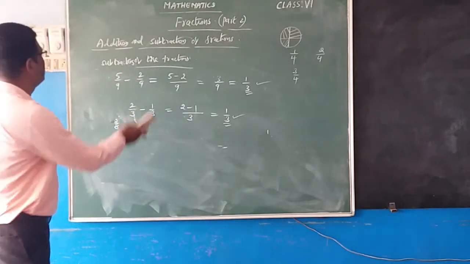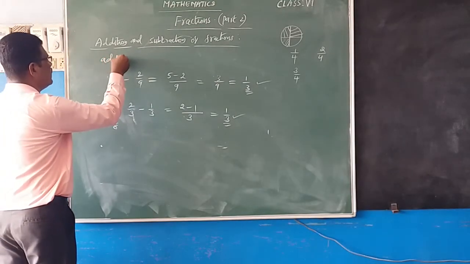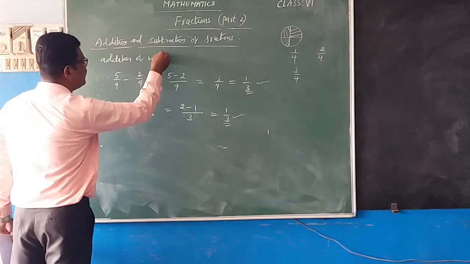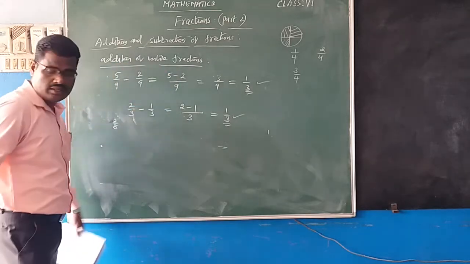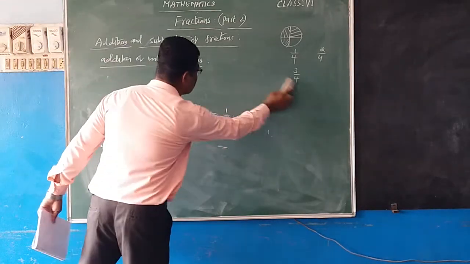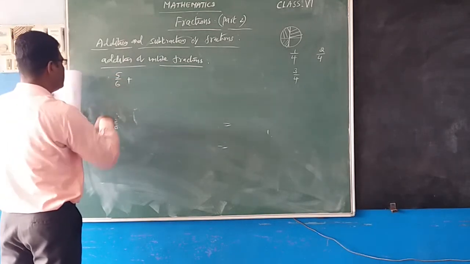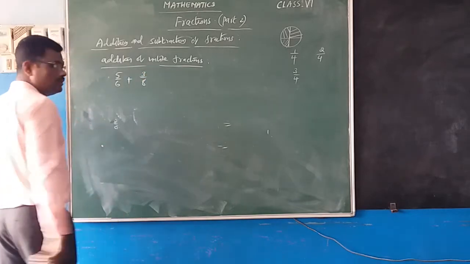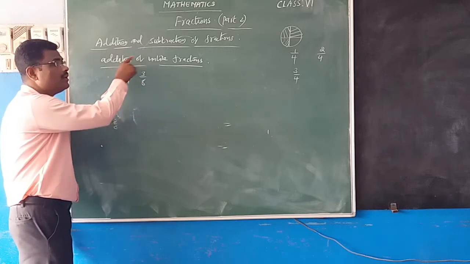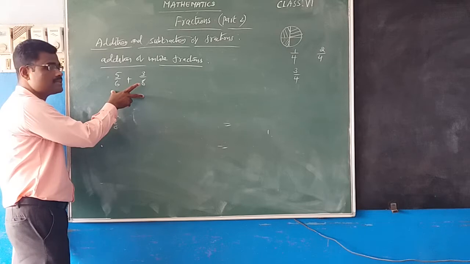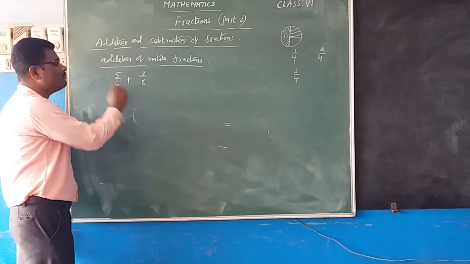Now it is addition of unlike fractions. Suppose the fractions are different. As we said, what are unlike fractions? Denominators are different in the fractions. So the first example is 5 by 6 plus 3 by 8. First you have to check whether the given fractions are like or unlike. In the examination they won't mention unlike or like. We have to guess. So the denominators are different. It is unlike fractions.